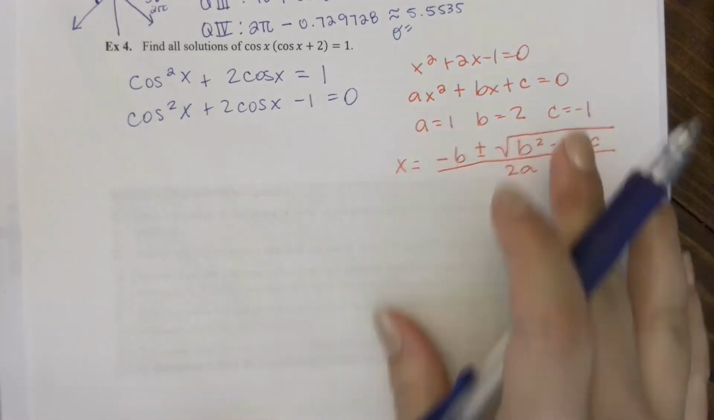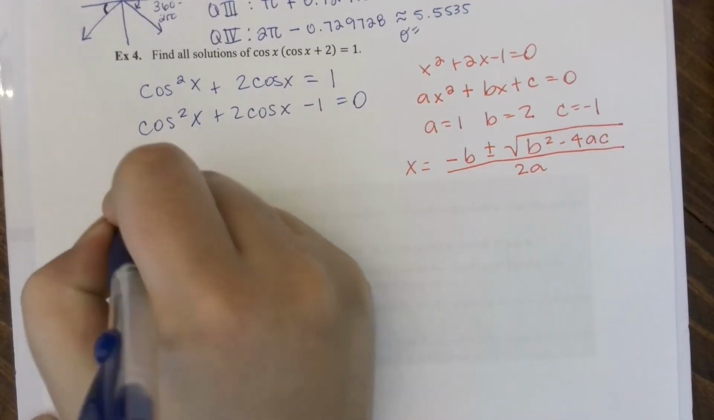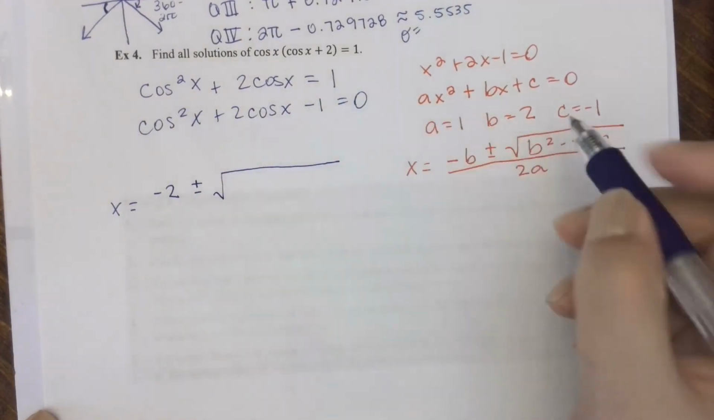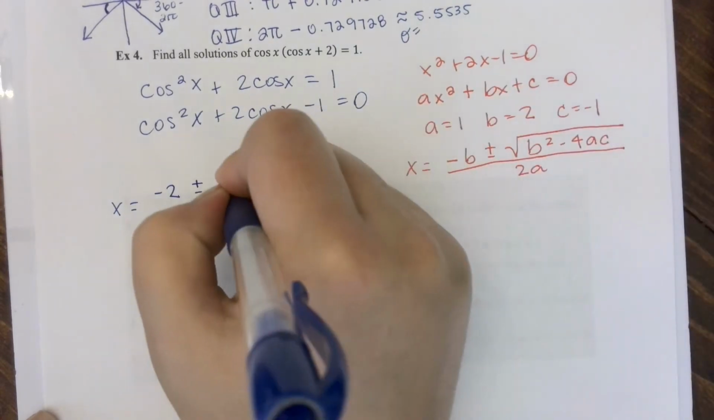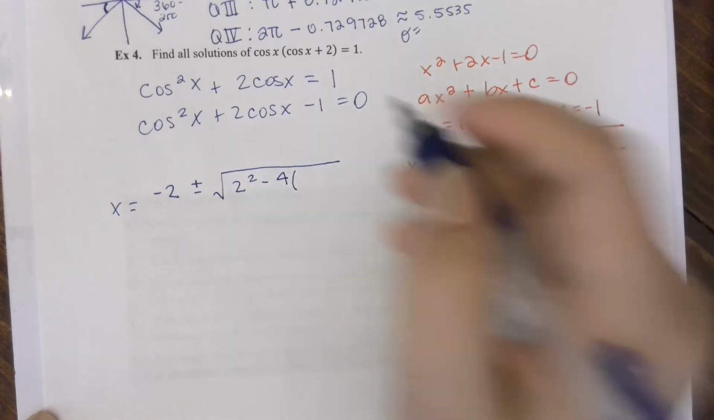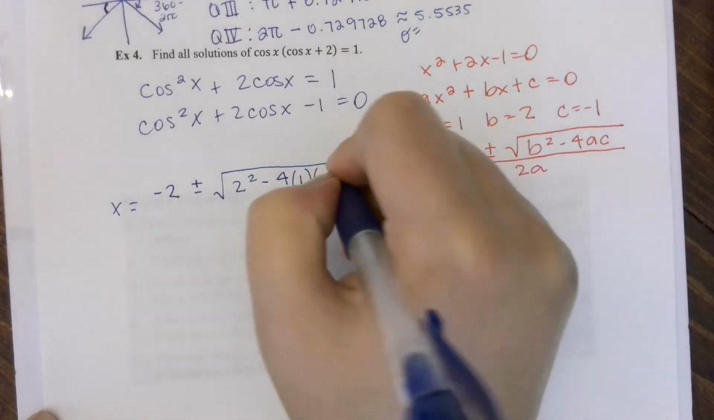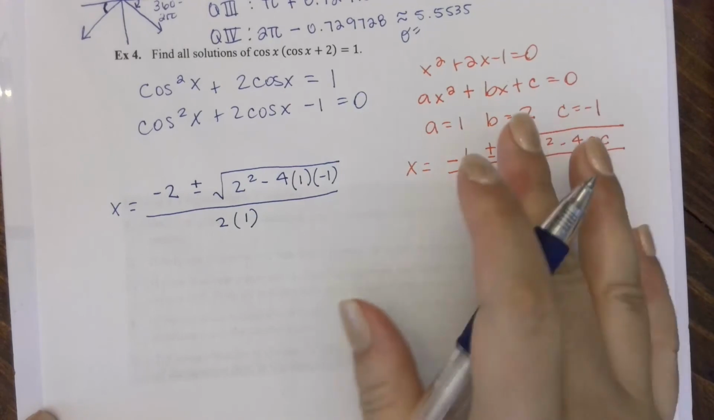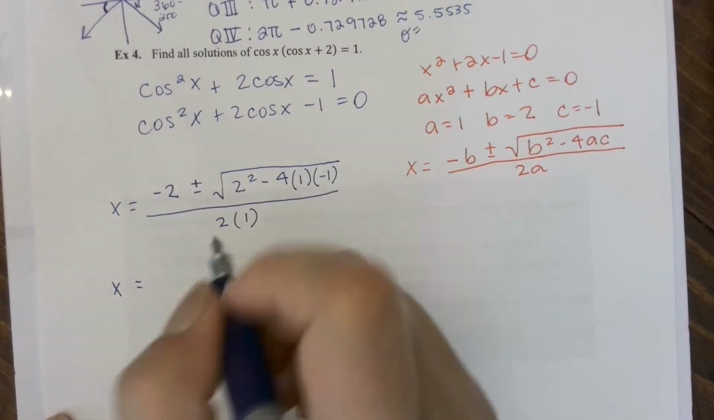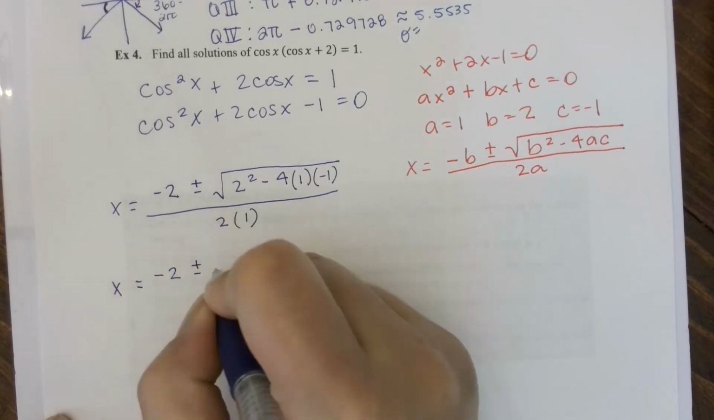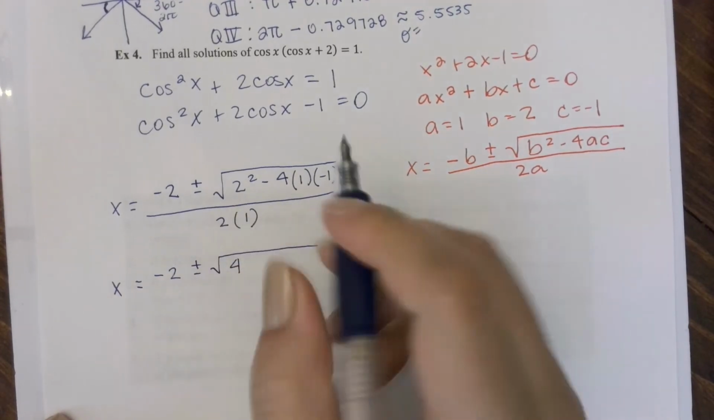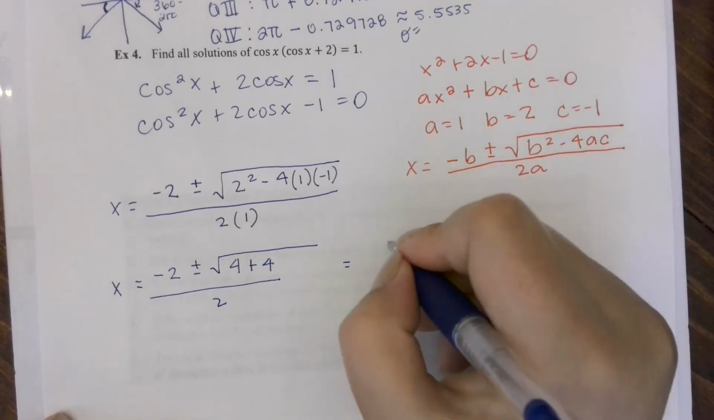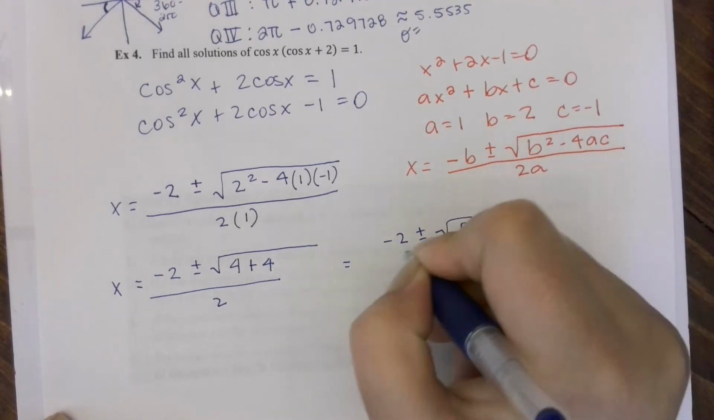Alright, so then we're going to plug this into the quadratic formula. So I have x equals negative b, so that's going to be negative 2 plus or minus the square root of b squared, so that's 2 squared, minus 4 times a is 1, and c is negative 1, all over 2 times a, which is 1. Alright, so let's simplify. We have negative 2 plus or minus the square root. 2 squared is 4, and then this is going to give me a positive 4 over 2. So I have negative 2 plus or minus the square root of 8 over 2.